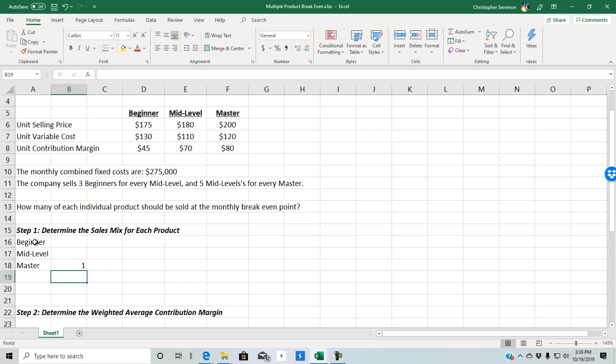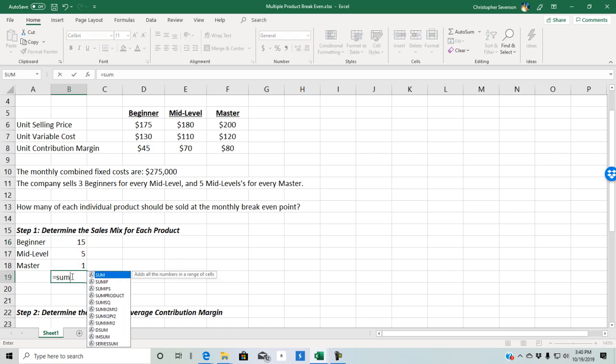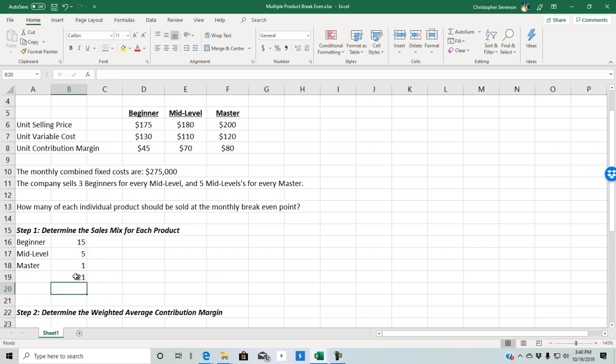What happens if we just sell one master? We'll sell 5 mid-levels. 5 mid-levels for every one master. For every beginner or every mid-level, we sell 3 beginners. So if we sell 5 mid-levels, we sell 3 times that much, which is 15. So this is how we would calculate our sales mix. Now what we need to do is get a total of these 3. This is kind of a package. Sometimes you hear this referred to as a break-even package.